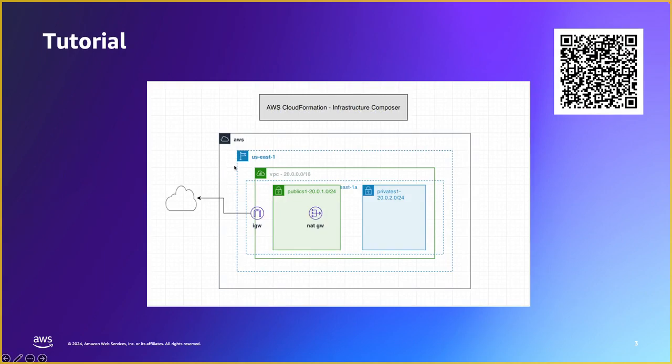This is what we are going to do. We are going to create a VPC in the US East 1 region. And within this VPC, we'll be creating the public subnet and the private subnet with the CIDR block mentioned here in the US East 1A availability zone. For resources in the public subnet, they will need IGW, Internet Gateway, to reach the external world. For the resources in the private subnet, we will be using NAT Gateway.